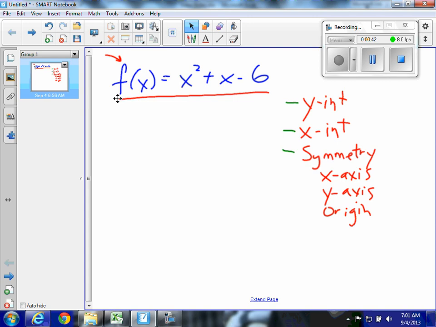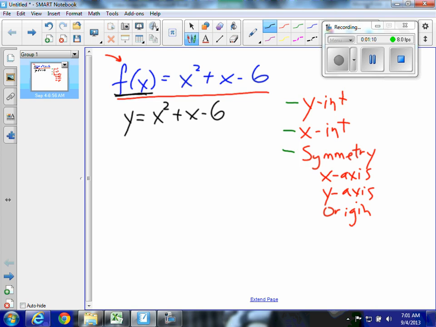First of all, let me just point out that when you have f of x equals anything, it's essentially the same thing as saying y is equal to x squared plus x minus 6. f of x and y are usually interchangeable. When you use a y, it usually refers to a specific number being put in there, but really they're pretty interchangeable. I prefer the f of x notation. It means more to me. It's a function of x.